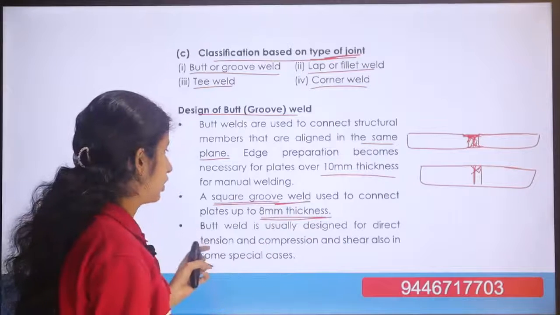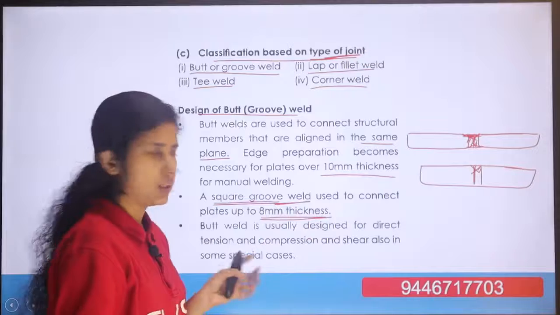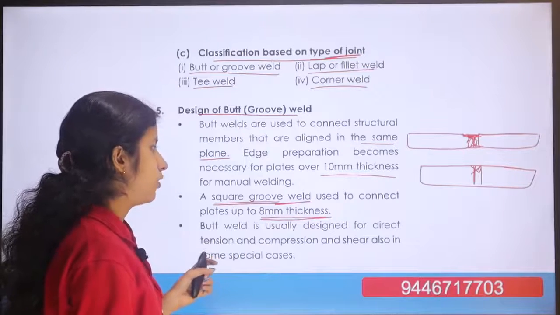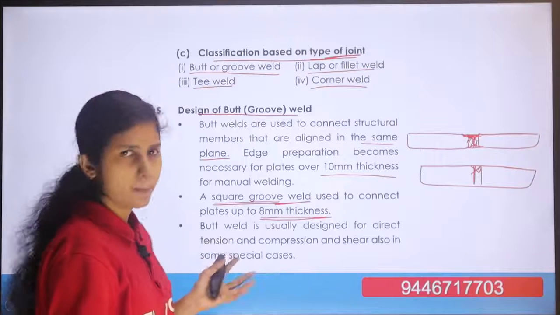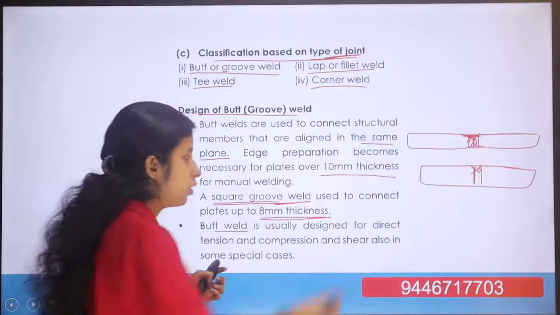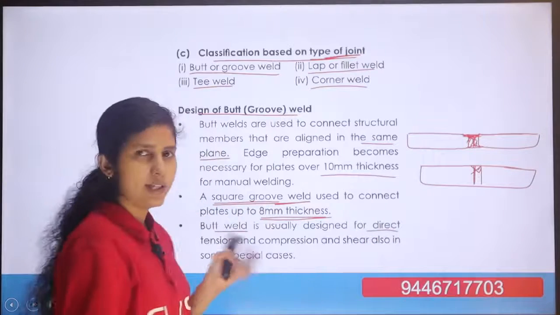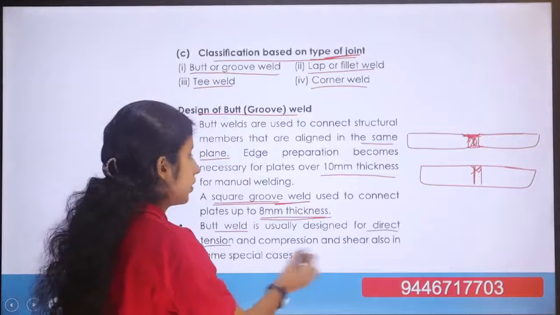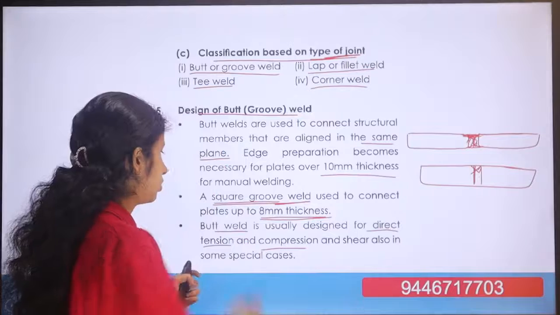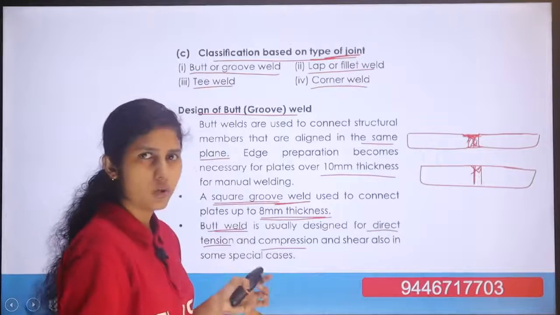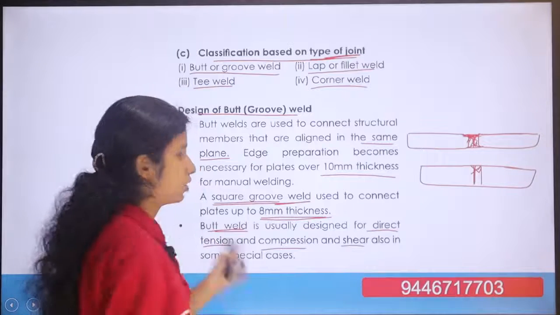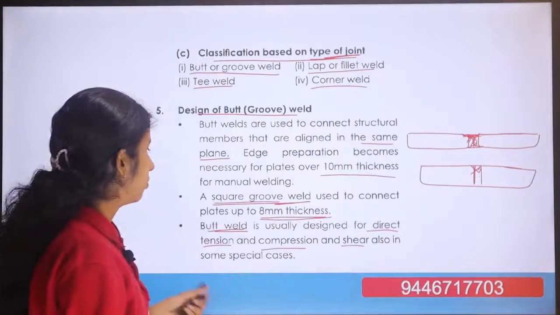So a square groove weld is used to connect the plates together, and butt weld is usually designed for direct tension and compression. In some cases, shear is also considered, so we design butt welds for shear as well.